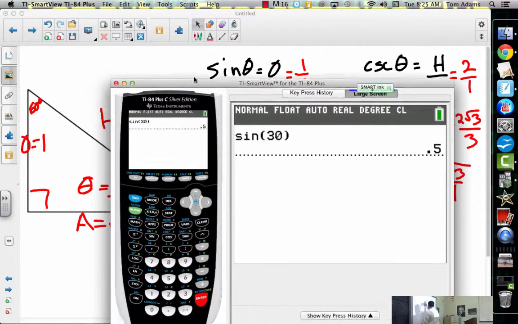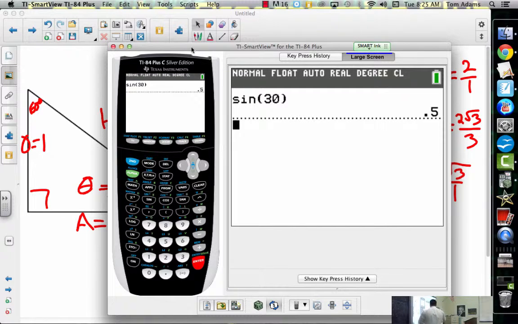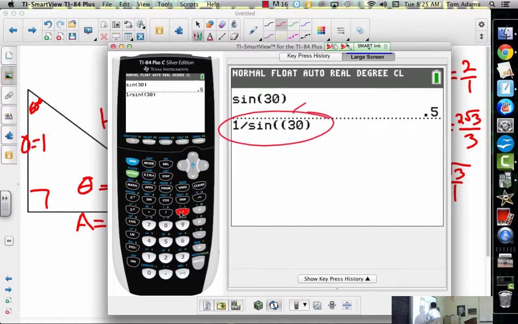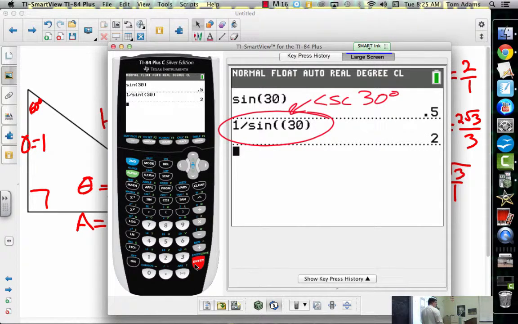So how do I figure that information out? Well, what I could do is reciprocate by saying 1 divided by sine of 30 degrees. Now, when I do this, this represents the reciprocal of sine, which is cosecant of theta, or cosecant of 30 degrees, in this case. Now, when I hit enter, what did we say the answer should be? The answer should be 2, right? It's 2. Does that make sense how I did that?